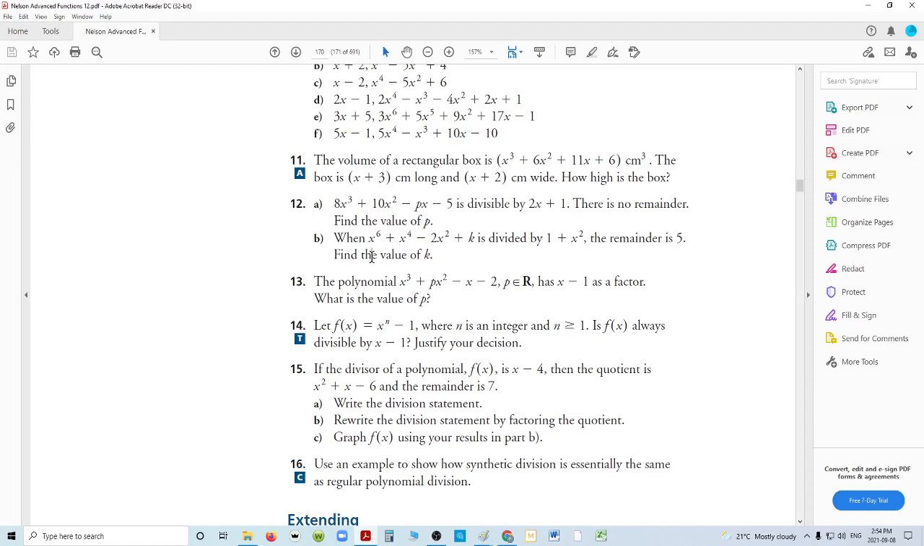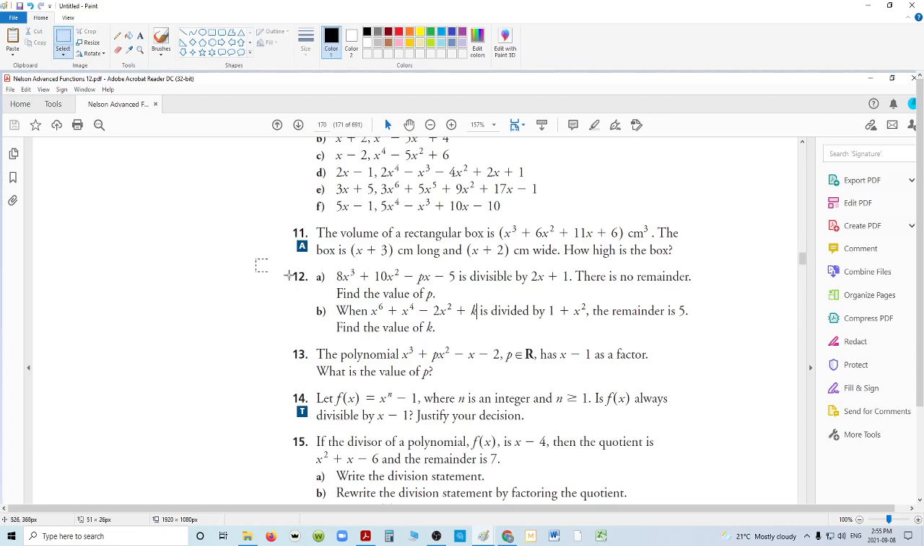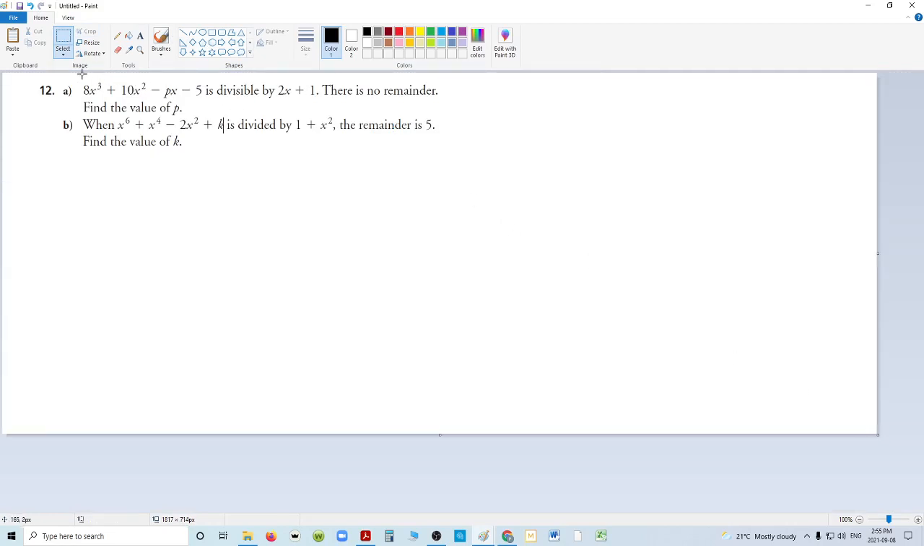We can use synthetic division for that, we just have to remember to divide at the end. Let's try long division. When x plus k is divided by x squared plus 1, the remainder is 5. Okay, well that one's actually not too hard. Let's try 12. I might have to give up on some of these. Let's try 12a. I think synthetic might be easier.